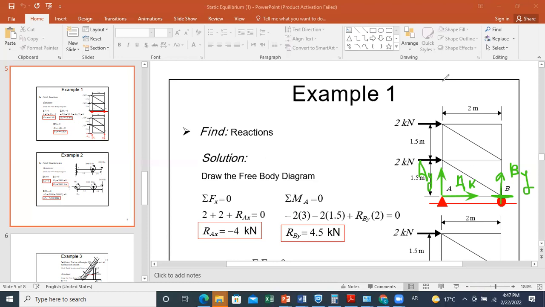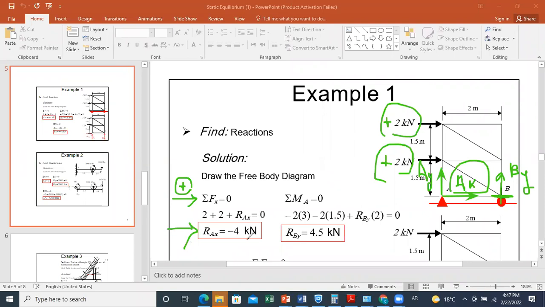Let us start with sum of forces along X. If we write sum of forces along X equals 0, and we consider the positive direction towards the right, what are our forces? We have +2, +2, plus AX equals to 0. This will give us that AX is -4.